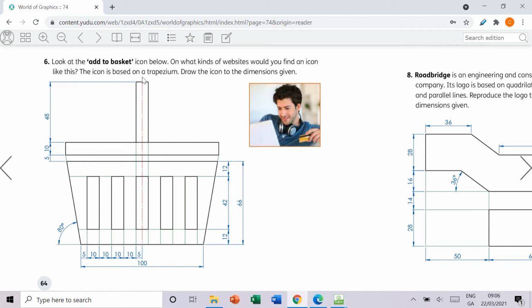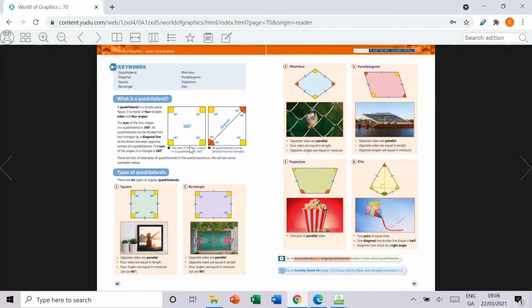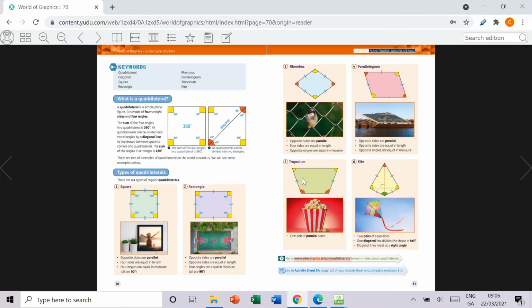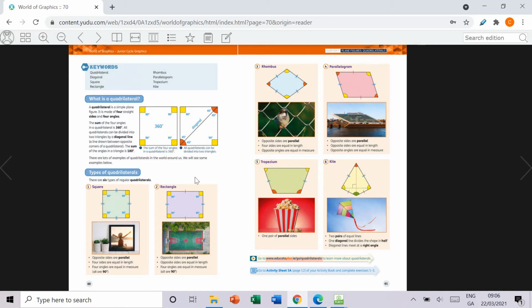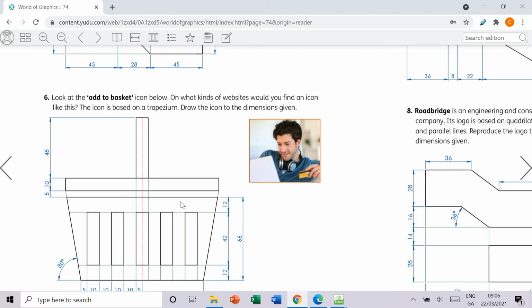The icon is based on a trapezium. So if you remember from our shapes earlier on in the week, a trapezium is this one here. And we said that it kind of looked like a triangle with a section cut off it. So what it says here is one pair of parallel sides. So these two sides are parallel and these two sides are equal in length. So this icon is actually based on a trapezium.